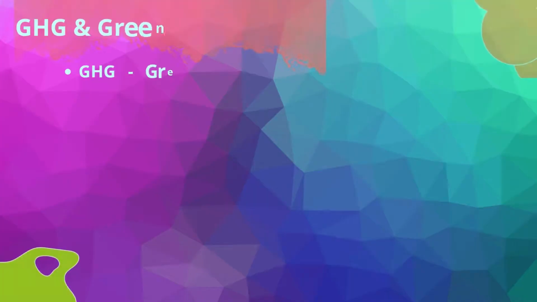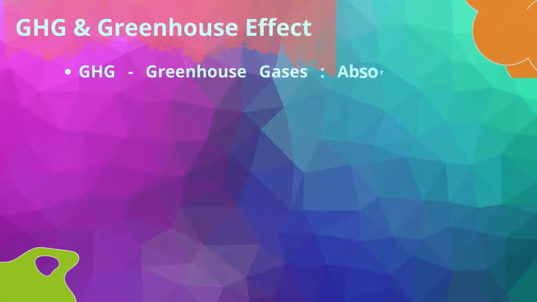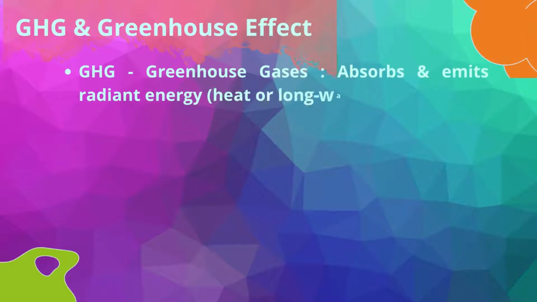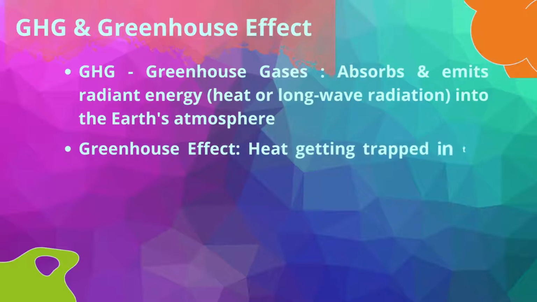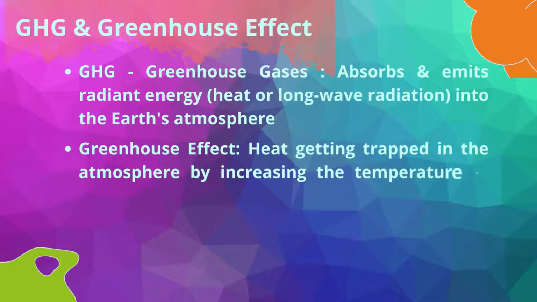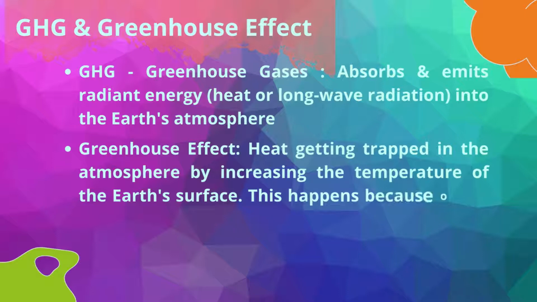Let's start by understanding what are greenhouse gases. These are the gases which absorb and emit radiant energy into Earth's atmosphere. These gases trap heat from heat waves reaching Earth from outside of the Earth's atmosphere by not letting heat waves reflect from Earth's surface back to space, which results in increasing the Earth's atmospheric temperature.